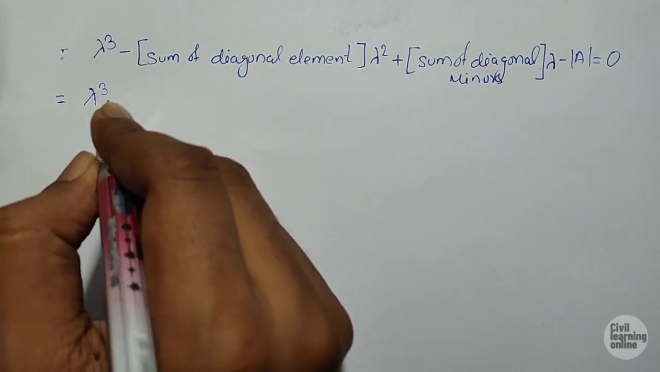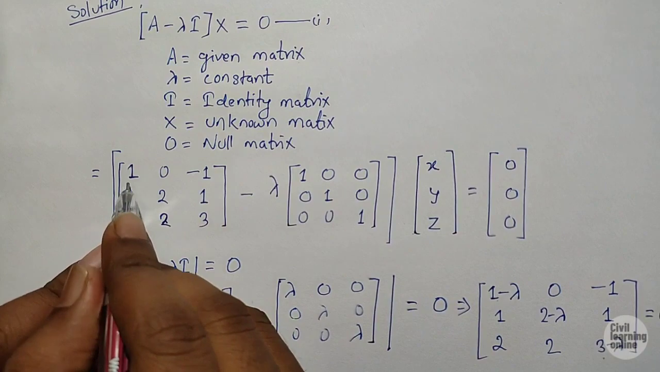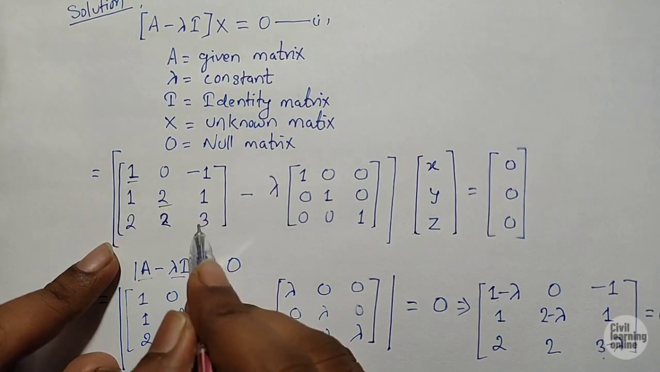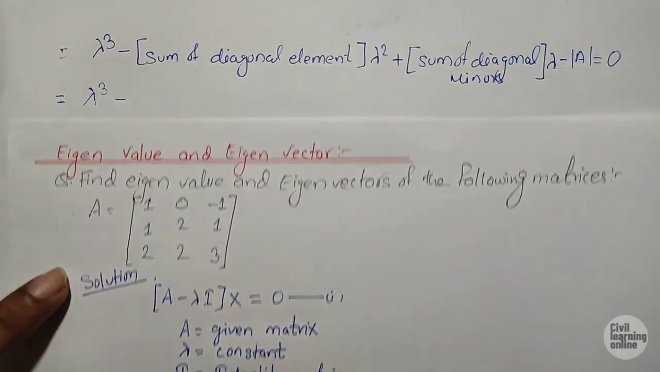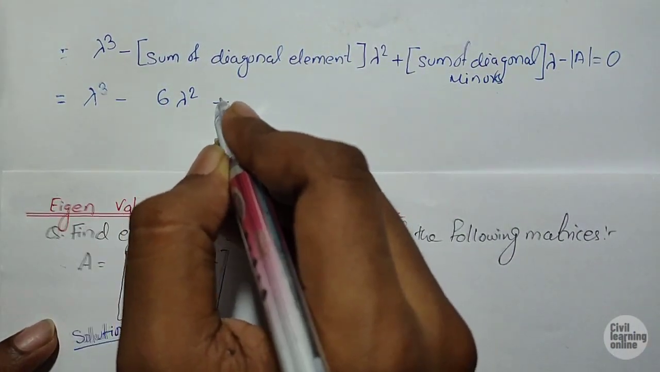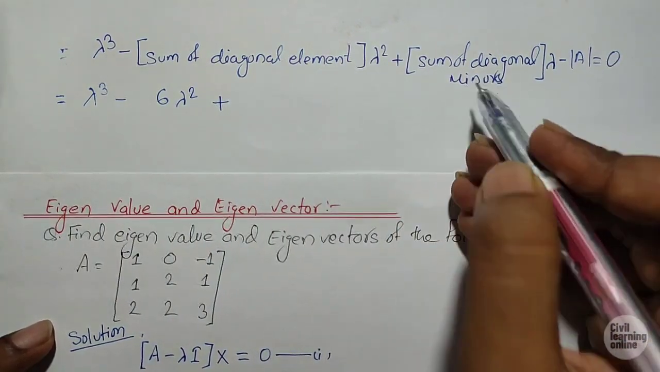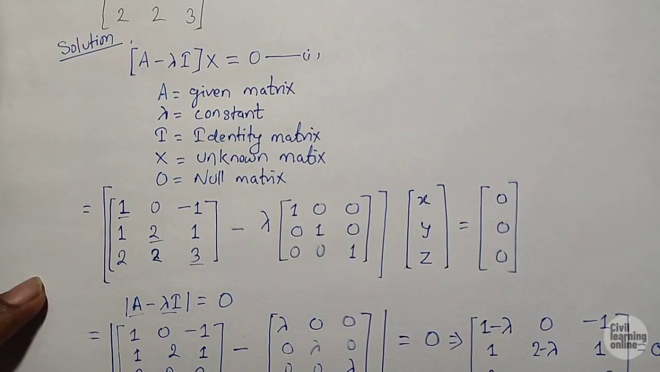So it will be lambda cube minus the sum of the diagonal elements, and here the diagonal elements are 1, 2 and 3. So on adding these three terms, we will get 6. So 6 times lambda square plus, now the sum of diagonal minors. Now here the question comes, how to find the minors of the diagonal elements.